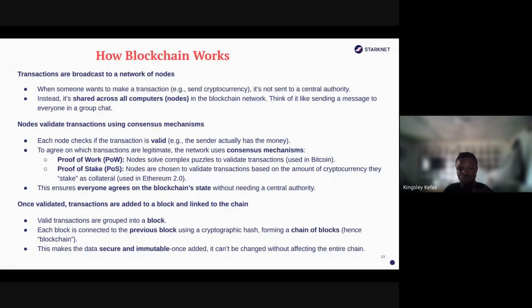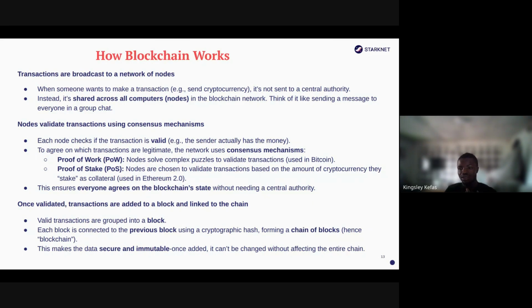One is the proof of work, right? So those nodes will solve complex puzzles to validate the transaction. That's in the case of Bitcoin. Currently, yes, Bitcoin still uses proof of work, right? So all the nodes will have to solve some puzzles, and those puzzles are basically mathematical computations, right? They will have to solve those puzzles to be able to validate those transactions.